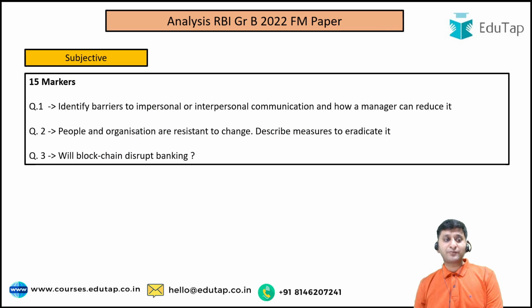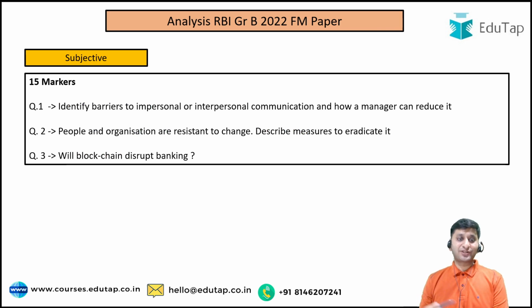Now coming on to the 15 markers, normally it's a perception that 15 markers would be really difficult, but I think they were pretty direct. What makes them easy is that this year, two of the 15 markers were from the management and only one from finance.